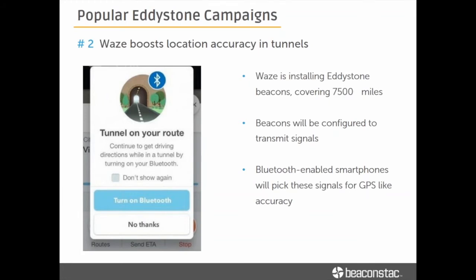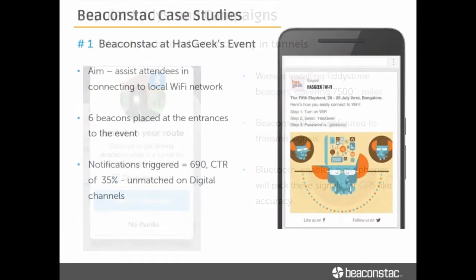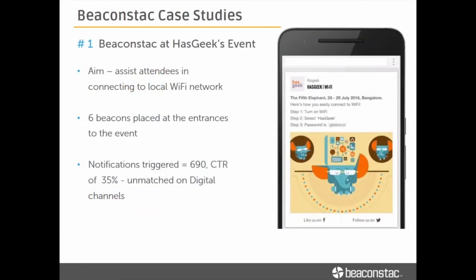The way it works is it will provide location data wherever a car passes through a tunnel. A total of about 42 beacons are required to provide coverage for every mile within a tunnel. This campaign has already kicked off and beacons have been turned on at two places in Pittsburgh tunnels, Fort Pitt and Liberty, and another one in Israel. We hope to see this campaign come into full bloom by end of this year, and I'm sure it will be extremely successful. Moving on, let's talk about Beaconstac's own Eddystone campaigns.